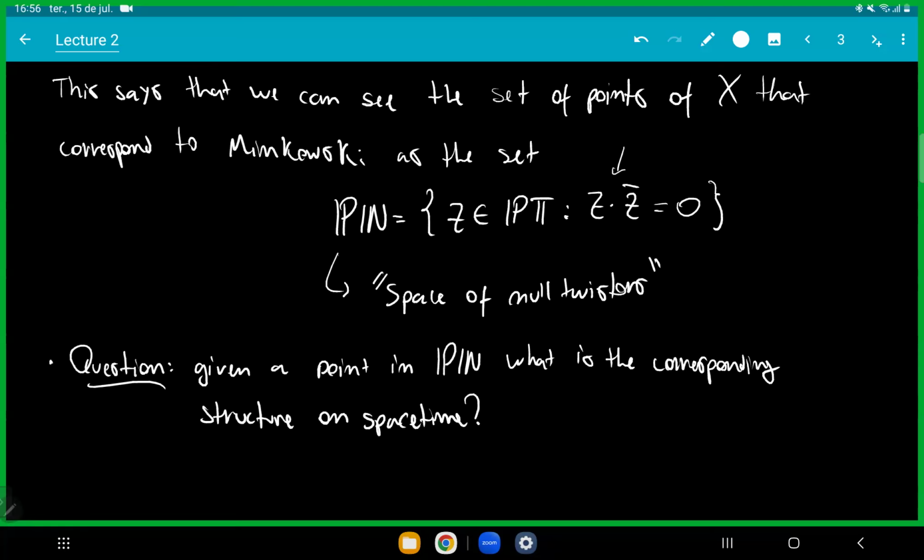I see there's another question. Just to understand, this tells us that if we want to make sure that we only work with twistors that correspond to points in space-time, we just have to make sure that there are no.